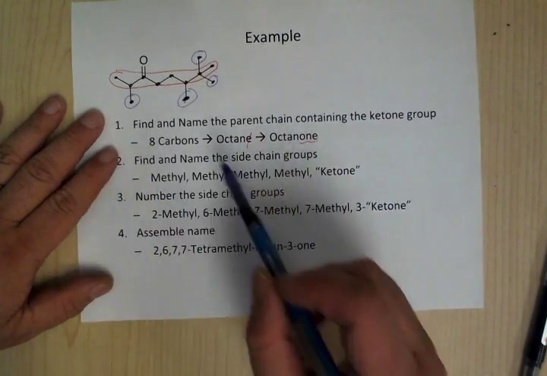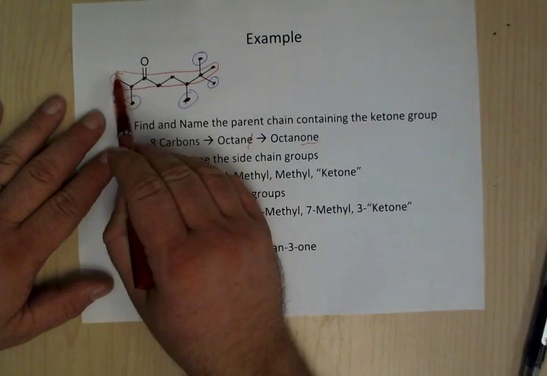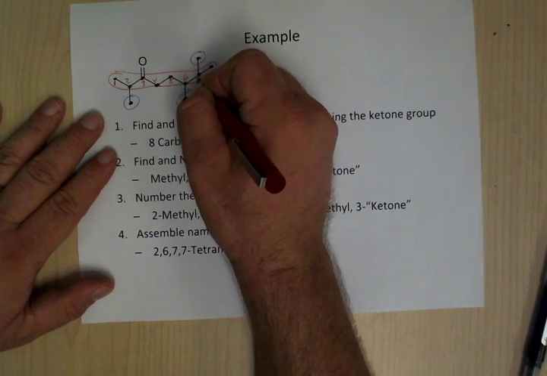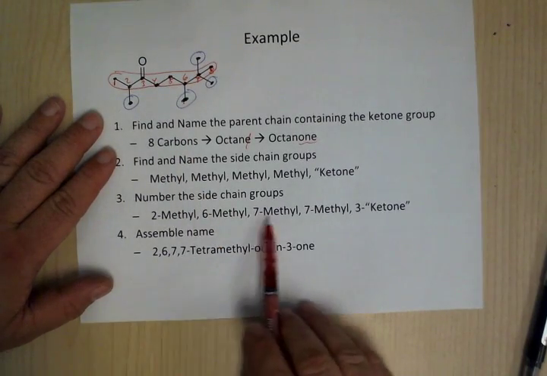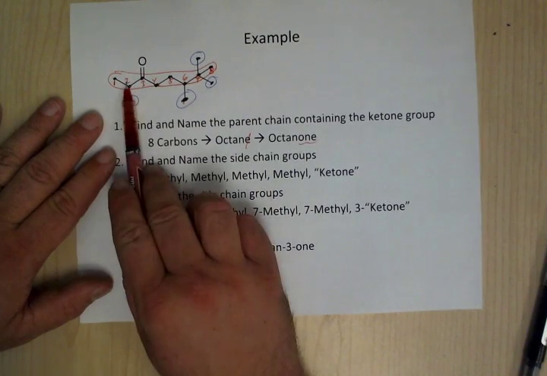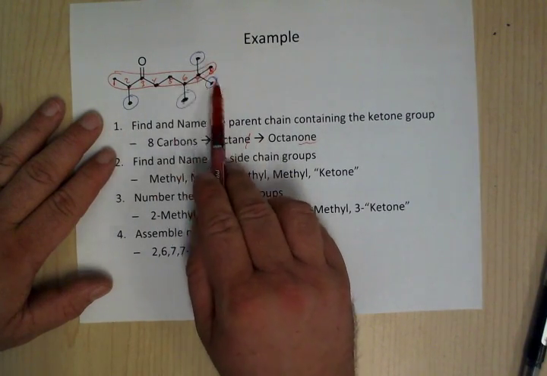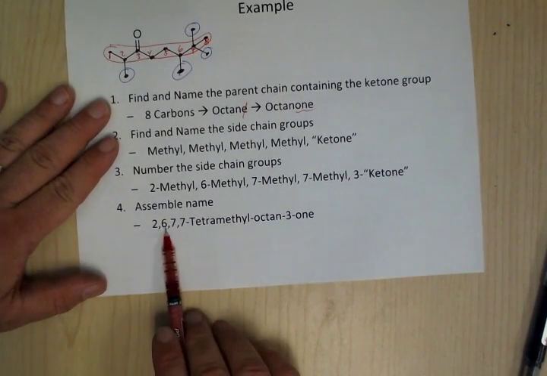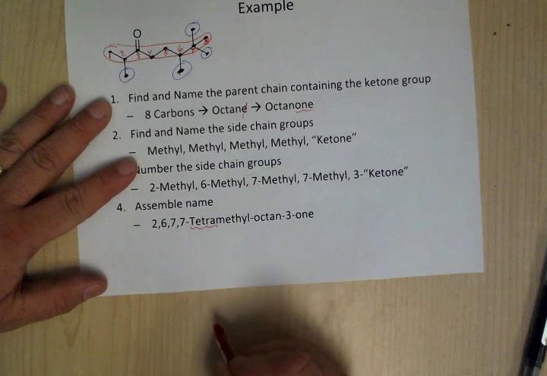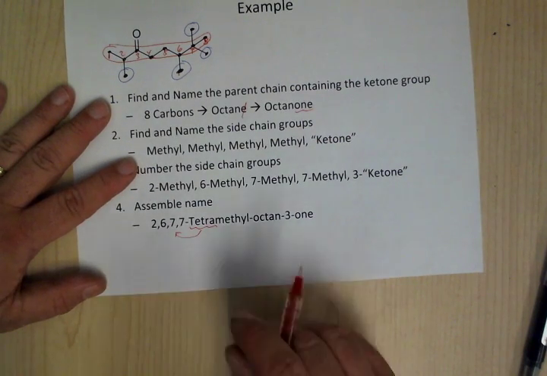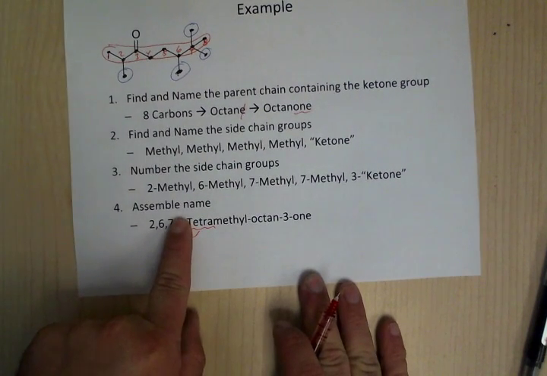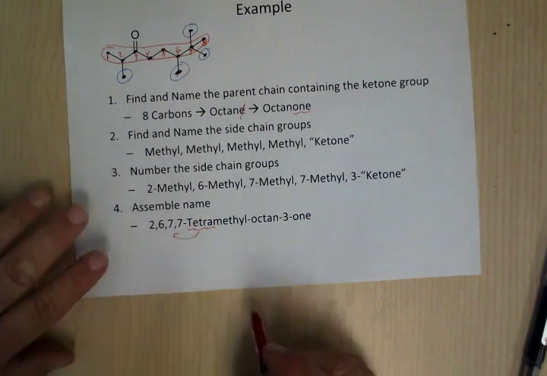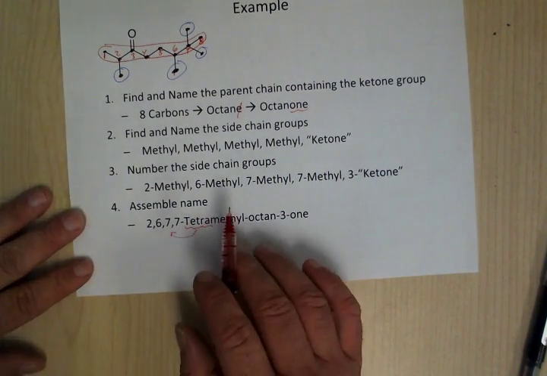Here is the side closest to that ketone, so we're going to start the numbering here. 1, 2, 3, 4, 5, 6, 7, 8. The ketone is hanging out at carbon 3. We have a methyl at 2, a methyl at 6, and then 2 independent methyl groups at 7. So when you assemble the name, it becomes 2,6,7,7-tetramethyl. I've got a tetra here, so I need 4 numbers, because if you were to write 2,6,7-tetramethyl, I would have no idea where that other methyl group was. I need 4 numbers here, even if they're the same number.